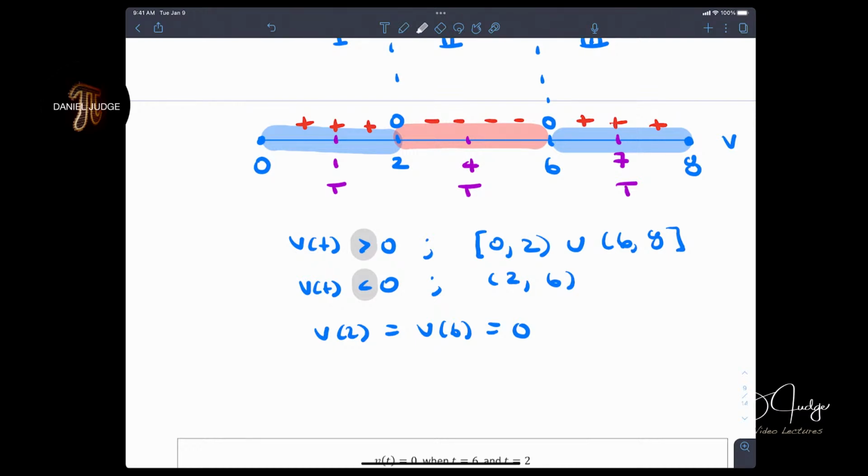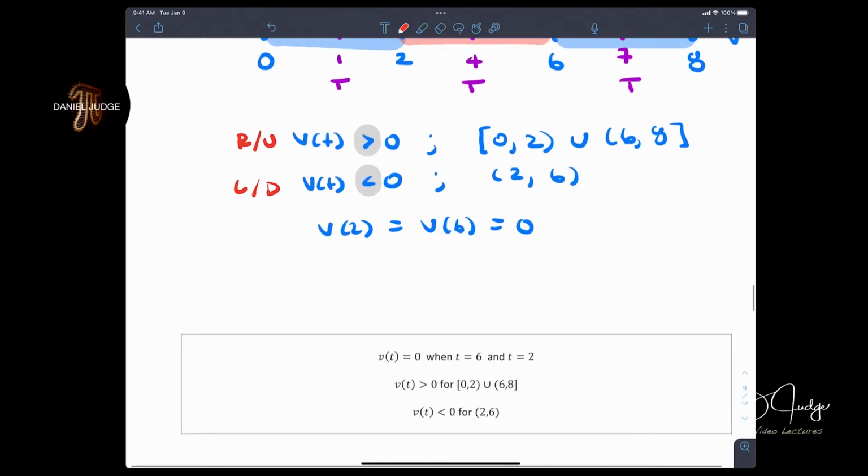So this is interval notation. This is just where the velocity is increasing. I should say, let me take that back. This is where the velocity is positive, velocity is negative. By the way, the particle's moving to the right here or up because it has a positive velocity. The particle is moving to the left here or down because it has a negative velocity. That's going to be useful information.